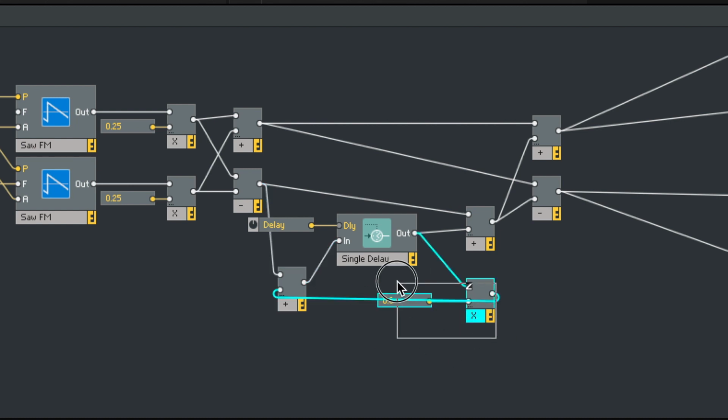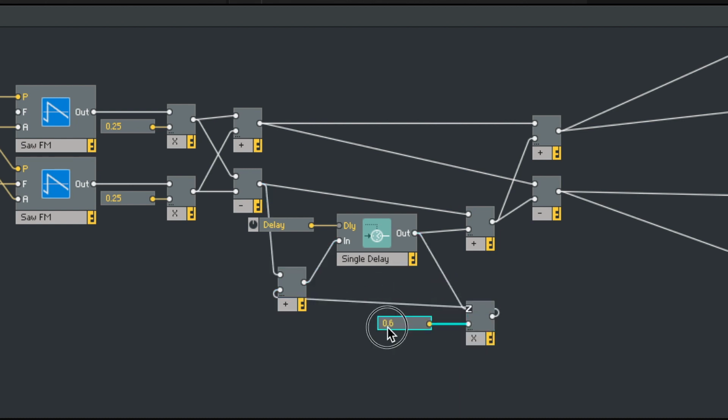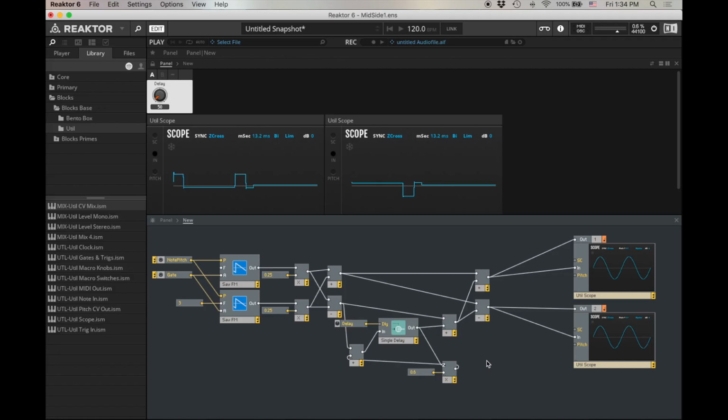Once again, I've talked about this in a different video about delays in Reaktor. I'll throw up the link up here and then in the description if you're interested. Let's check this out. Okay, that's got too short a delay.